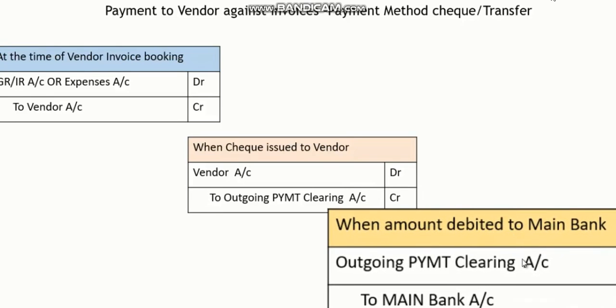So now we are automating. When we are uploading, the system will post this entry. This is purely based on configuration. Typically, we will follow this process for the payment side.